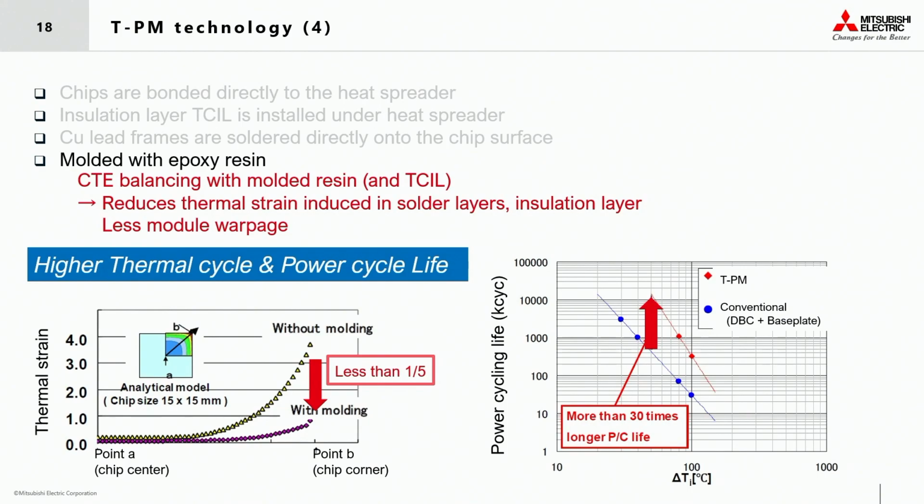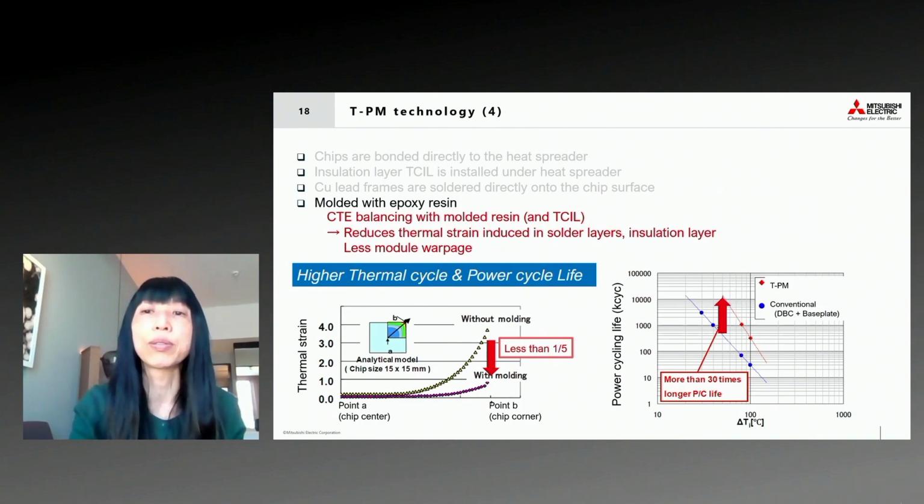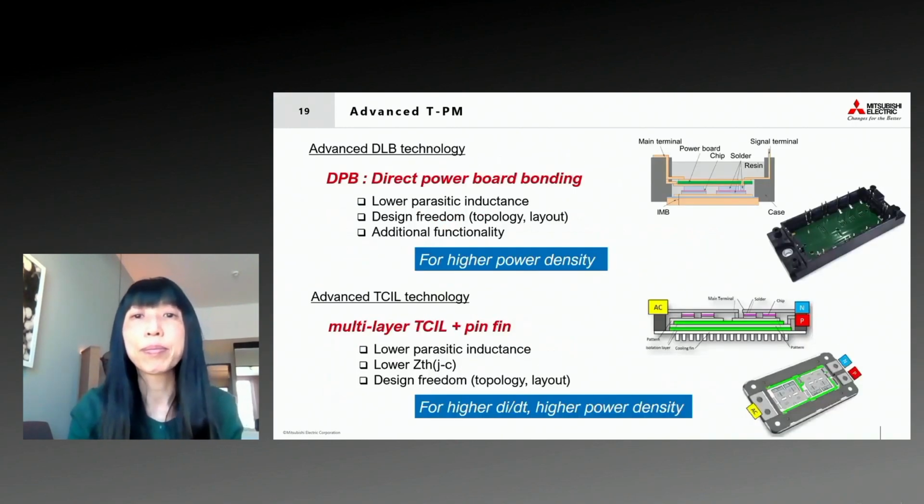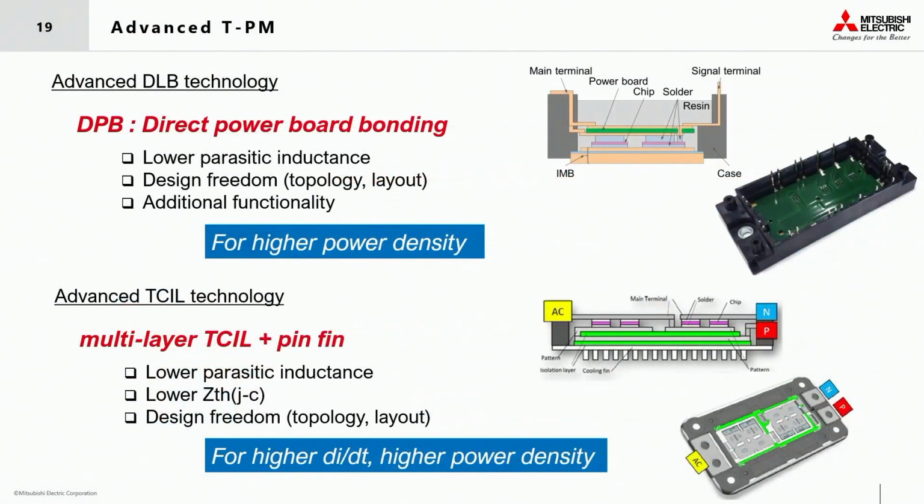By balancing the CTE of the mold resin and insulation sheet with those of the components, TPM can reduce the thermal stress and warpage of the module. This results in a much longer power cycle and thermal cycle. Thus, the TPM products have had a successful result in the automotive market.